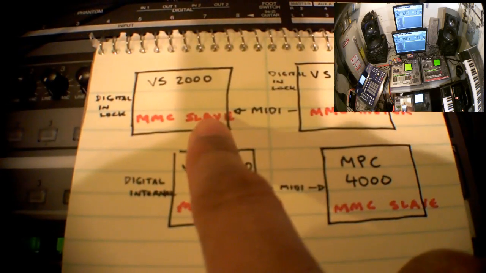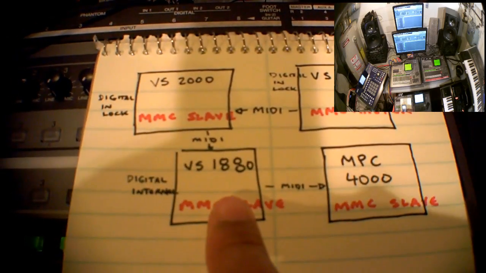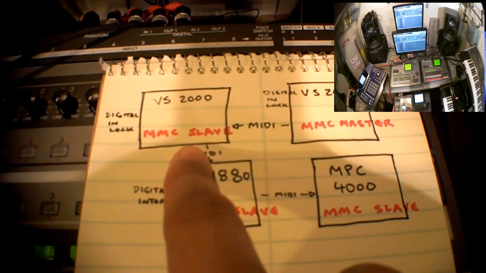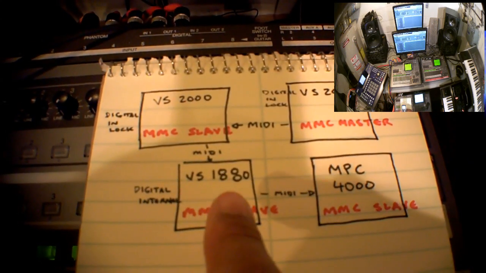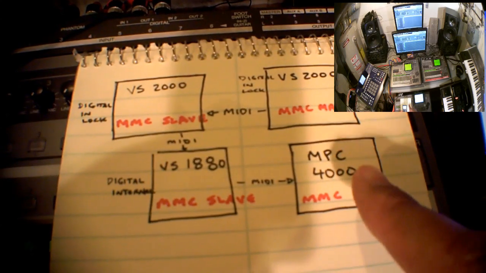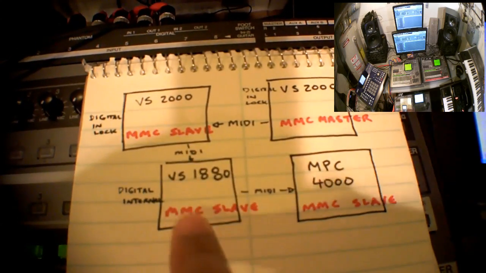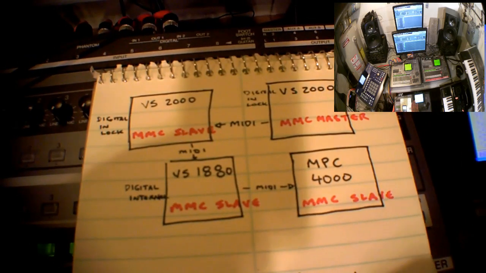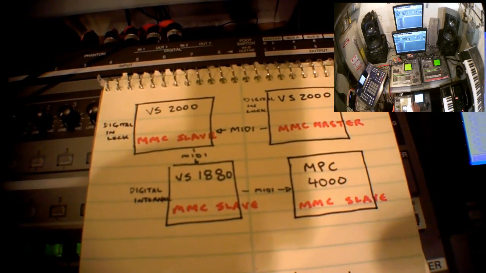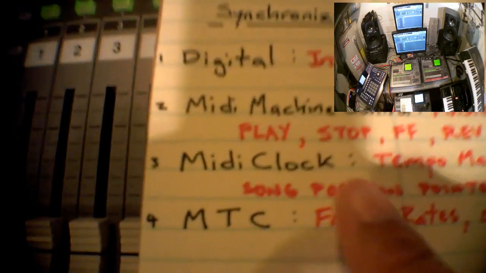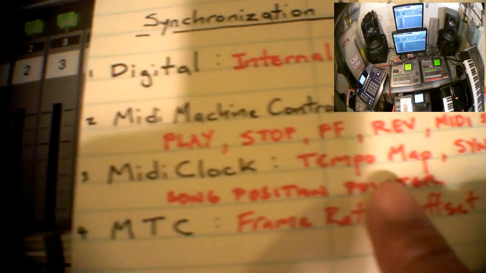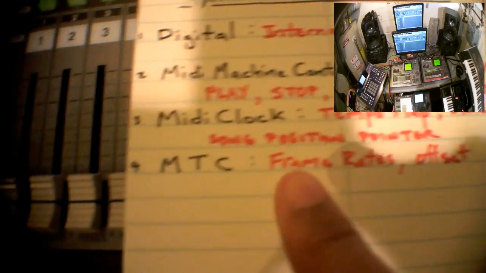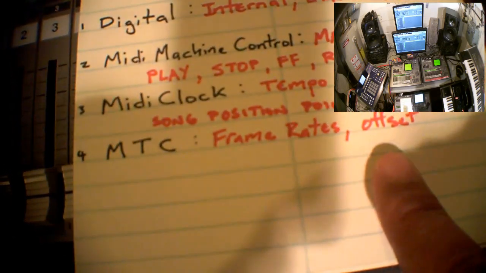It's connected by MIDI to this one, and this one's connected by MIDI to this one. So we're going MIDI out to MIDI in, MIDI through to MIDI in, MIDI out to the MPC's MIDI in, and that's just for the MIDI machine control, right? Okay. Now, the fact that they're all running on their own MIDI clocks, or sync tracks. MIDIclock deals with tempo maps, sync track, song position pointer, right? We're not talking about MTC, which is frame rates and offsets.